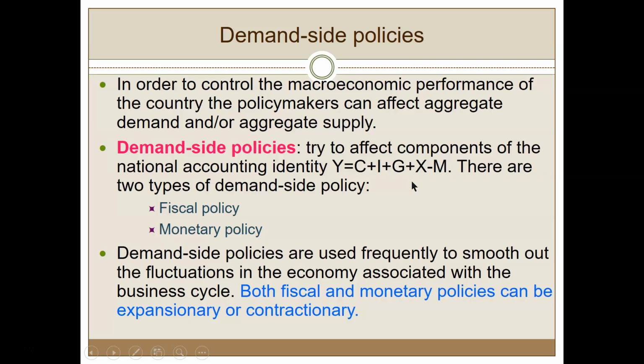There are two main types of demand-side policies, which are fiscal and monetary policies. They are used to smooth out these fluctuations in the business cycle. Both types of policy, both fiscal and monetary policy, can be expansionary or contractionary. In other words, both types of policy can lead to an increase in aggregate demand or a reduction in aggregate demand. Let me show you this using a graph.